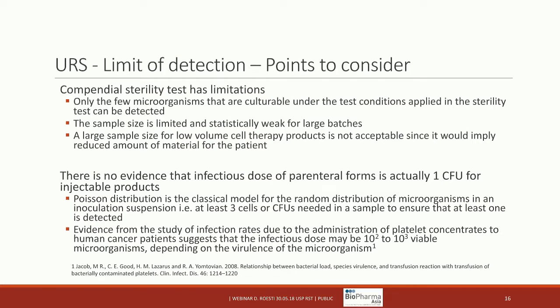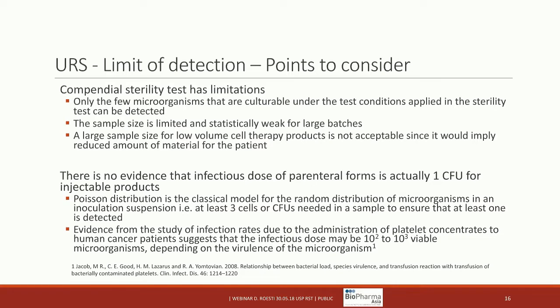Also, there's not really evidence that the actual limit of detection of the compendial test is one CFU. If you make an analysis and you assume a mean number of microorganisms of one CFU in a certain volume, generally microorganisms are distributed according to a Poisson distribution in a volume of sample. That means if you want to detect one microorganism in more than 95% of cases, you need at least 3 microorganisms per volume that you are testing.